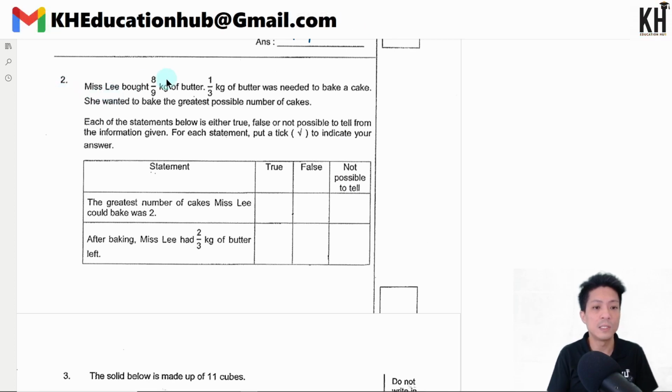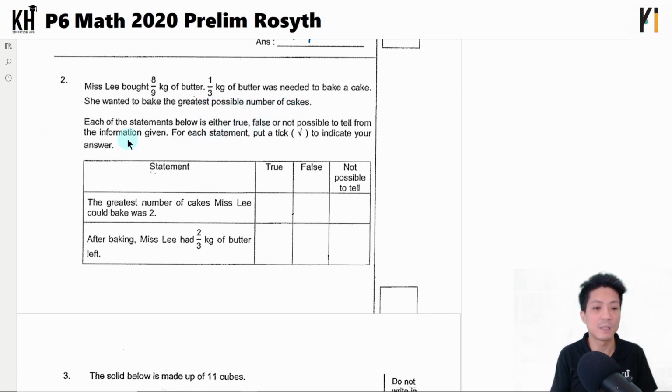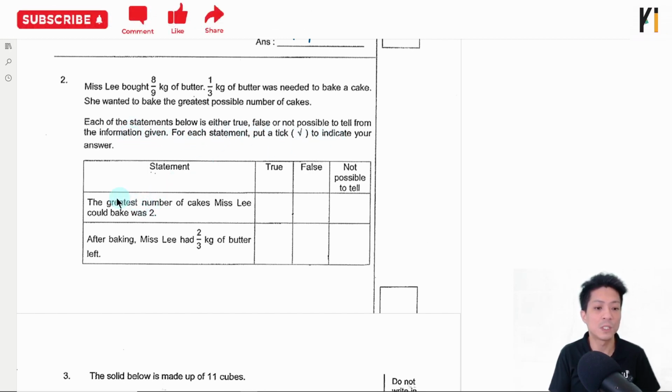Question 2, Miss Lee bought 8/9 kg of butter. 1/3 kg of butter was needed to bake a cake. She wanted to bake the greatest possible number of cakes. Each of the statements below is either true, false, or not possible to tell from the information given. We are going to decide which is which. The greatest number of cakes Miss Lee baked was 2.